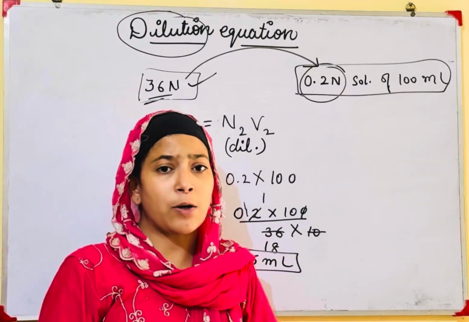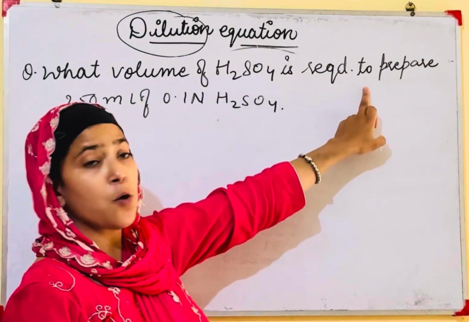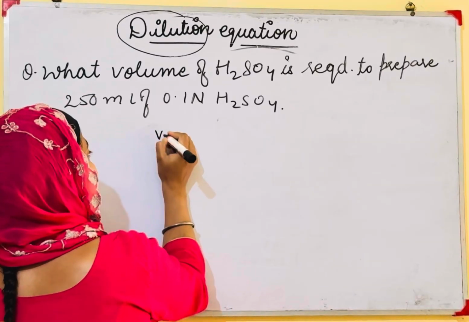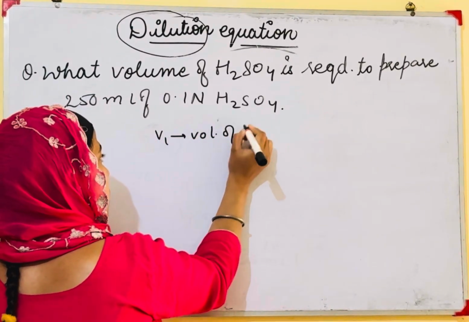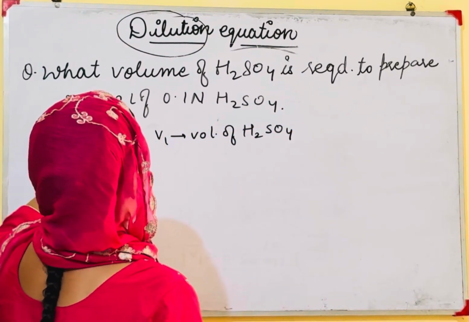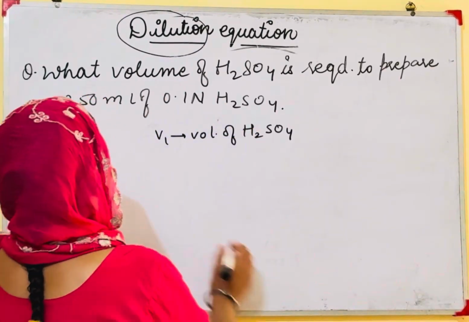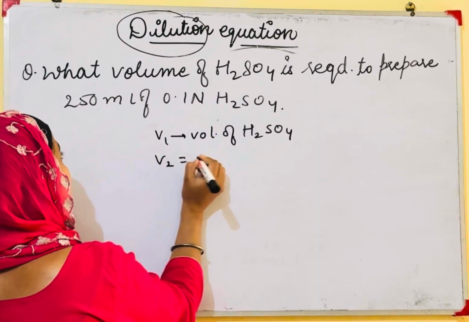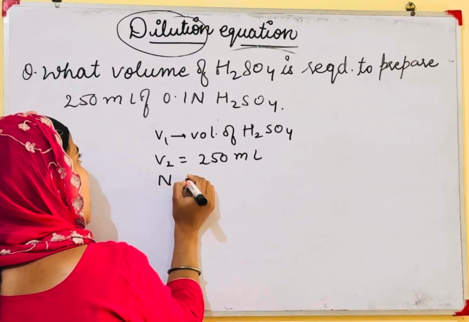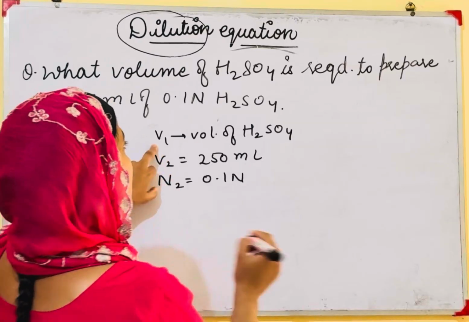Let us consider one question. Now focus on this question. What volume of H2SO4 is required? So we have to calculate the volume, let's suppose V1 is the volume of H2SO4, required to prepare 250 ml of 0.1 normal H2SO4. This means V2 will be 250 ml, and N2 will be 0.1 normal. V1 we have to calculate.